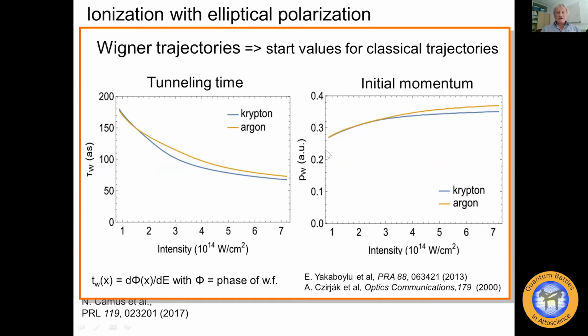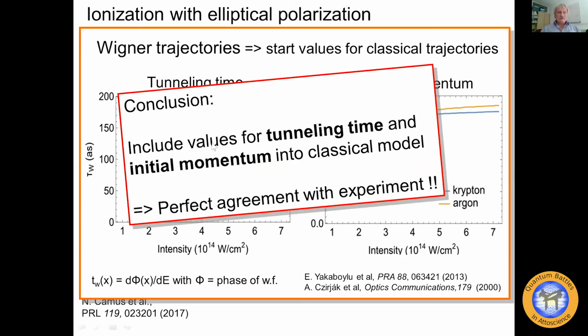And if you do all this, and this was really amazing, this was a real aha effect for me, we get a very, very good agreement with experiment, almost a perfect agreement. So if we include the values for the tunneling time, if you want, and the initial momentum into a classical propagation, a classical model, then we get perfect agreement with experiment. As I said, this was surprising for me, but I leave it to you now to interpret these times as being a tunneling time or not. But this is a very well-defined concept, and it describes experiment very well.